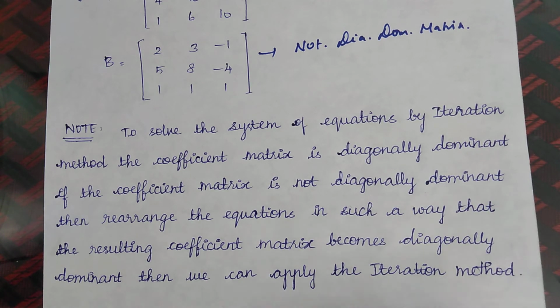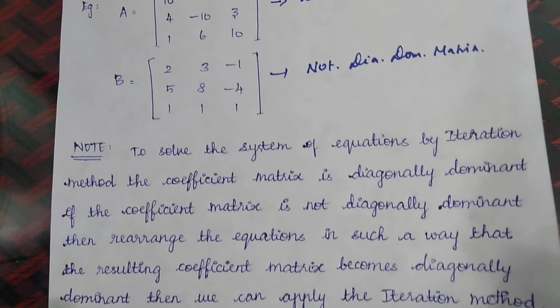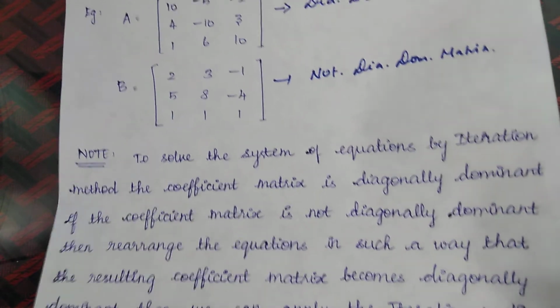When you are going to apply the iterative methods, the given system of equations should be in diagonally dominant form. Then only can we go for the iterative methods, or otherwise we have to rearrange the given system of equations according to the diagonally dominant property. After the rearrangement, we can apply the iterative method. That iteration method we will see in the next lecture onwards.